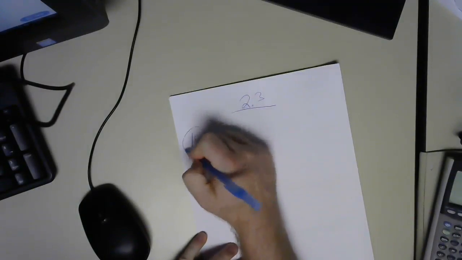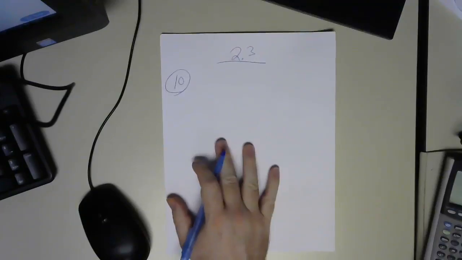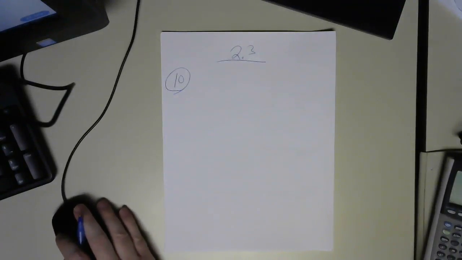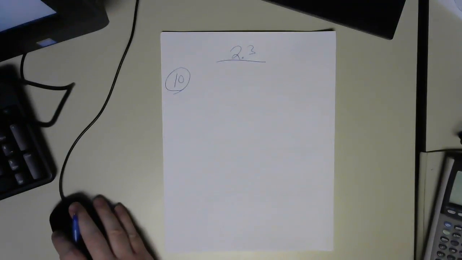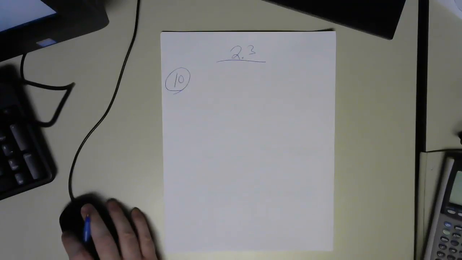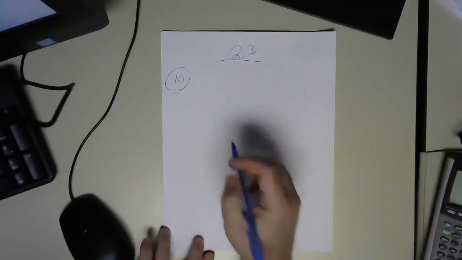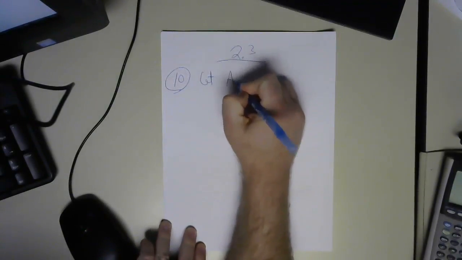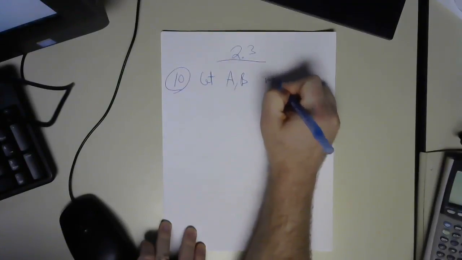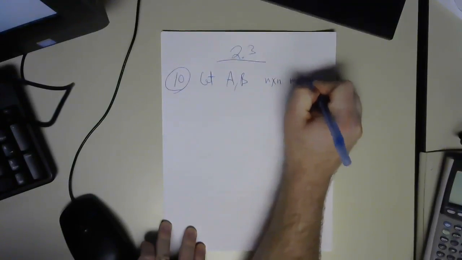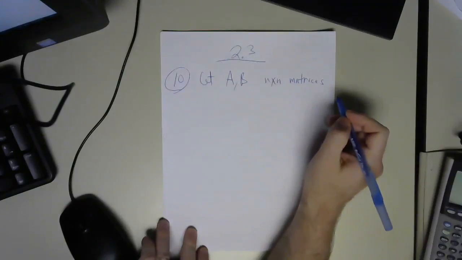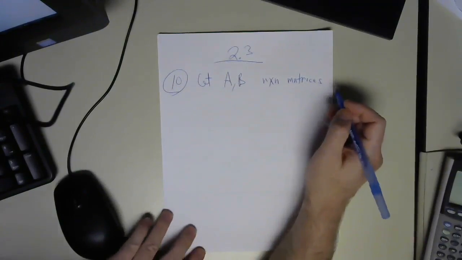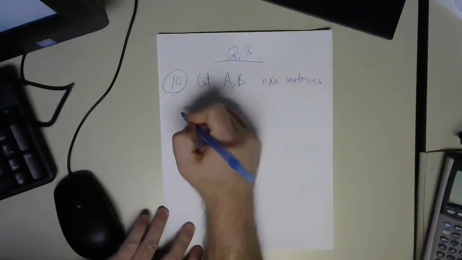Let's do number 10 from section 2.3. And it says, let A and B be n by n matrices. Show that if AB is invertible, so is B.